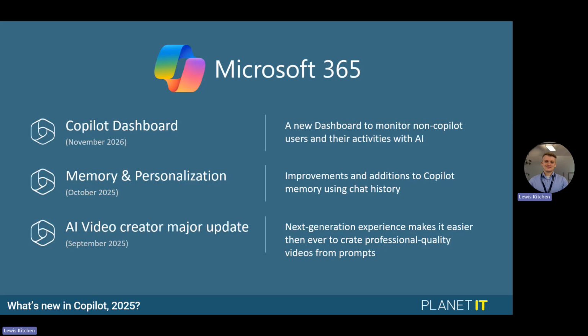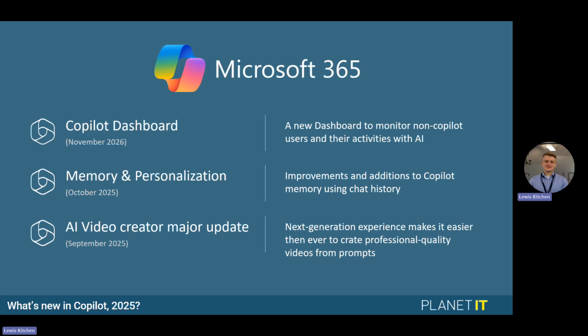For Microsoft AI Copilot, they're adding a new dashboard around non-Copilot users and their activities with AI, so if they're using Copilot chat but don't have a license. They're also adding memory personalization. This has been a feature with OpenAI for a little while now, and it's now coming to Copilot, so you'll be able to learn from your chat history, and you'll also be able to customize your personalization. You can tell it your name, your age, your job title, stuff like that, and it'll remember it.